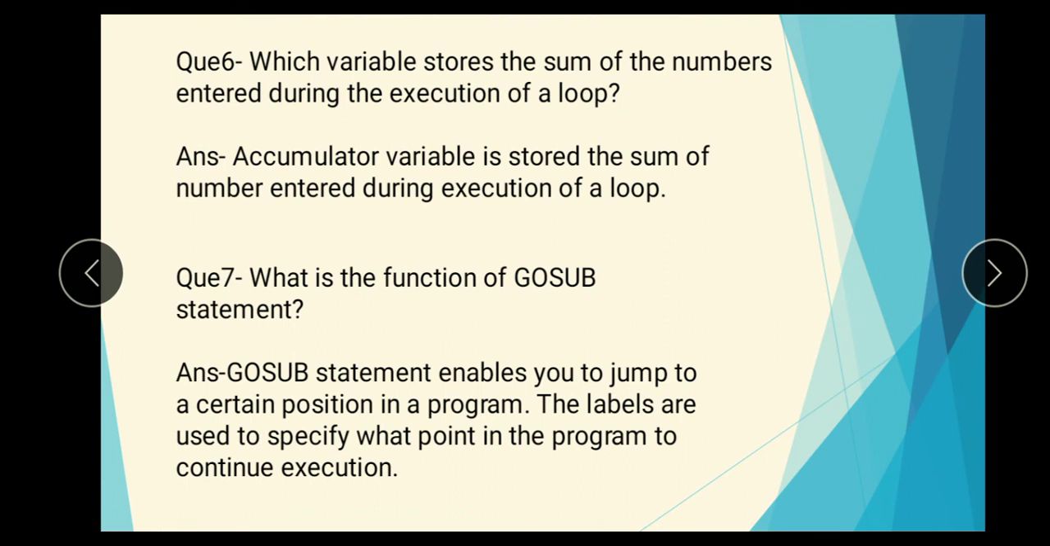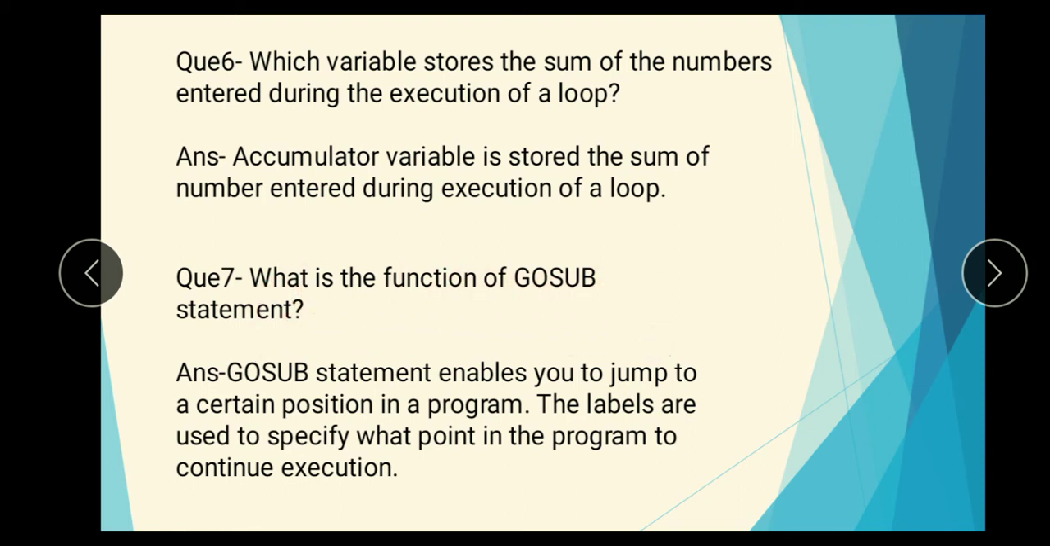Question number 6. Which variable stores the sum of numbers entered during the execution of a loop? Correct answer is the accumulator variable. You can write in short form: the accumulator variable stores the sum of numbers entered during execution of a loop.